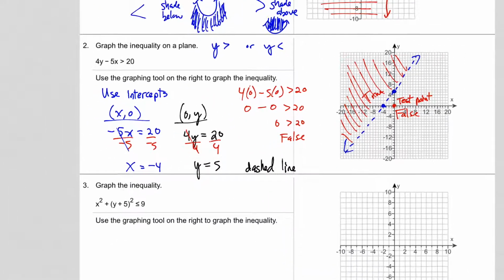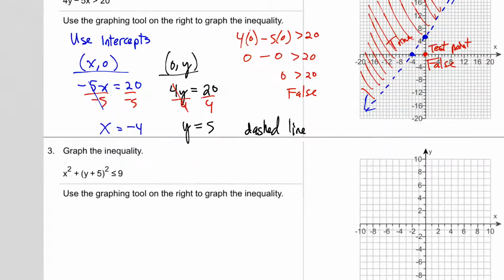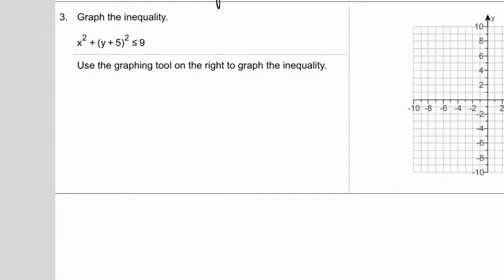Okay, so that's basically it for graphing inequality. So the solution is the solution set that lies above the line, which is an infinite region above it. Okay, let's take a look at number 3. And number 3 is, as you can see, a circle because we have x squared and y squared. So this is a circle.